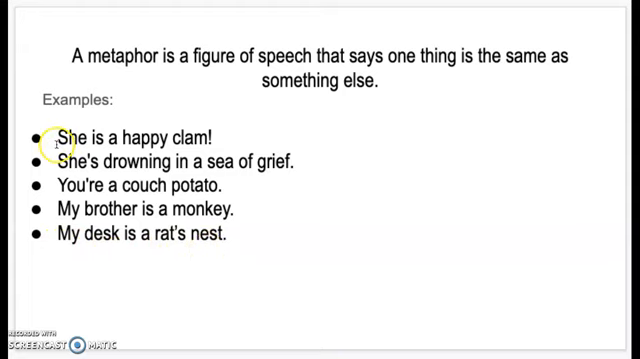Let's start with this first example. She is a happy clam. When you say somebody is a happy clam, are they really a happy clam? No, it's a figure of speech. It just means they're really happy.